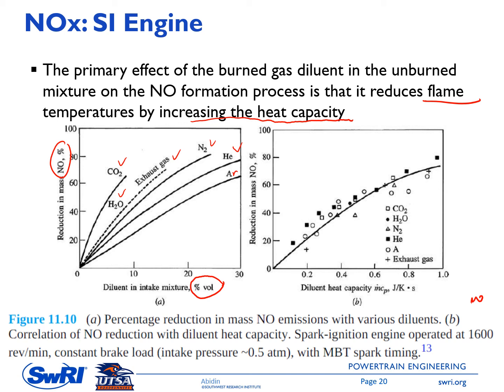And then on the right side, it's showing the reduction in mass for NO as a function of the diluent heat capacity. Now you have a single line here showing a good correlation between the NO formation and the diluent heat capacity.